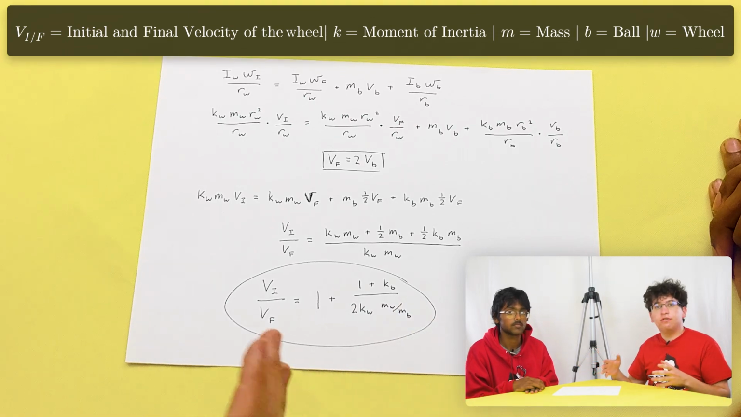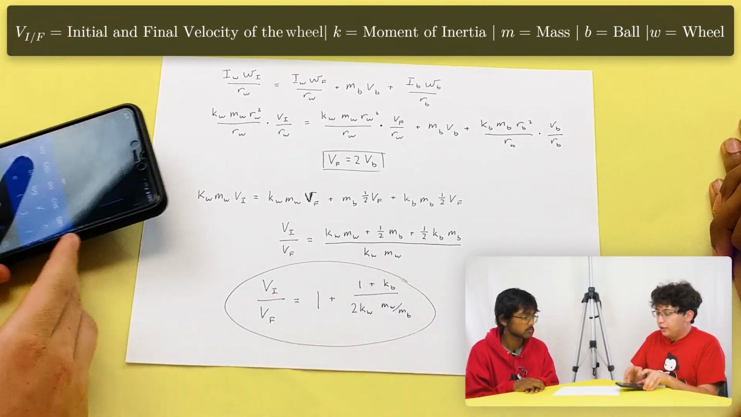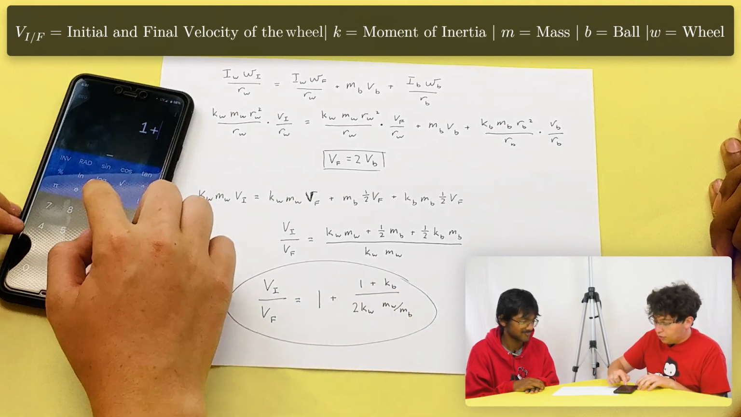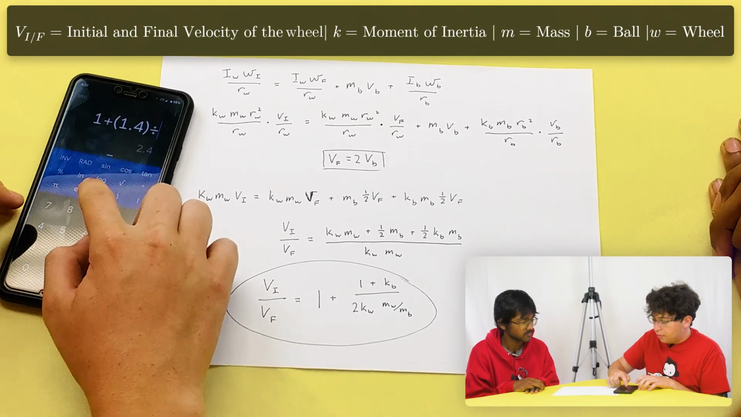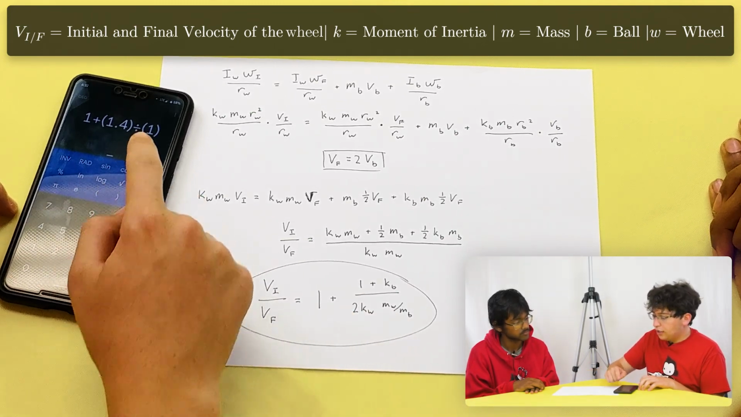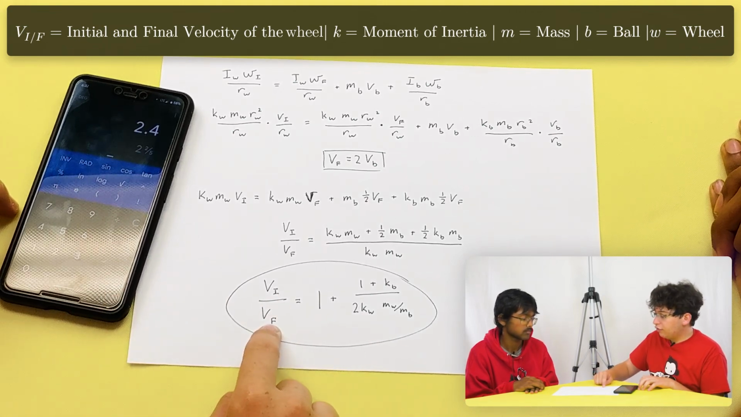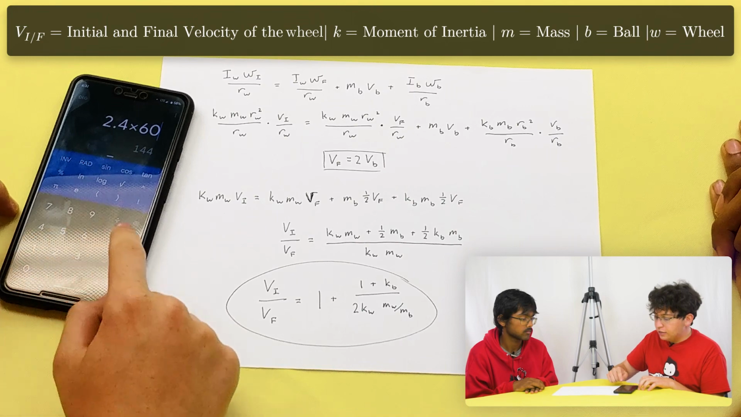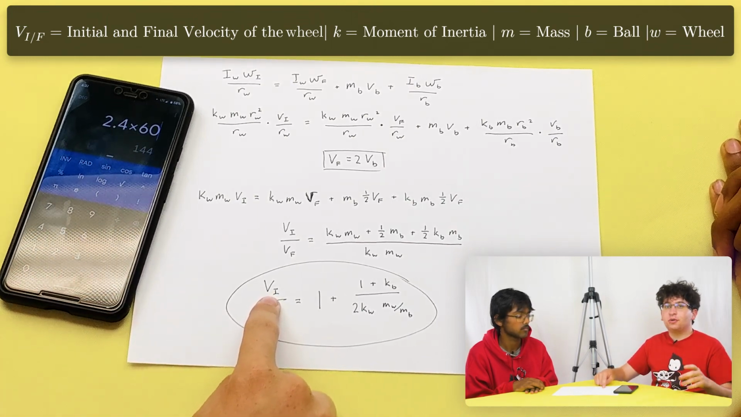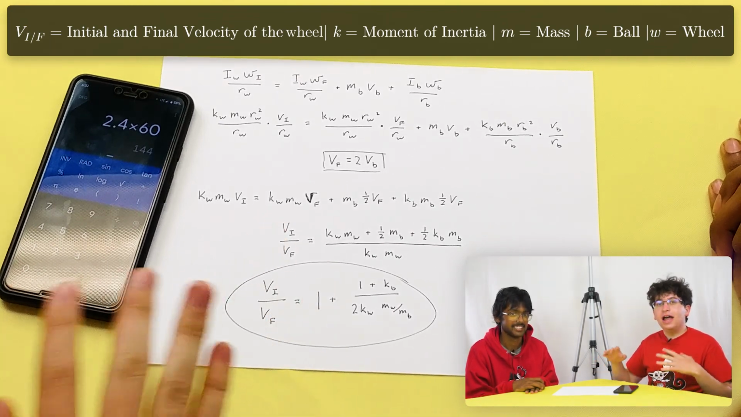So let's first look at if the mass of the wheel and the mass of the ball are the same. Then you have 1 plus, and in the numerator you have 1.4 divided by, in the denominator you have 1 times 1, so that's 1. So that's 2.4. If I want to hit 60 feet per second on the final velocity of the wheel, then I need to shoot with 144 feet per second as the initial velocity on the wheel. That's really, really fast. That's dangerously fast.